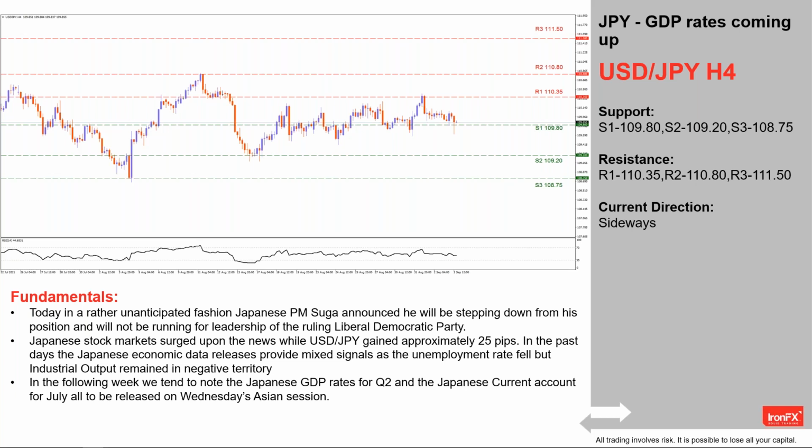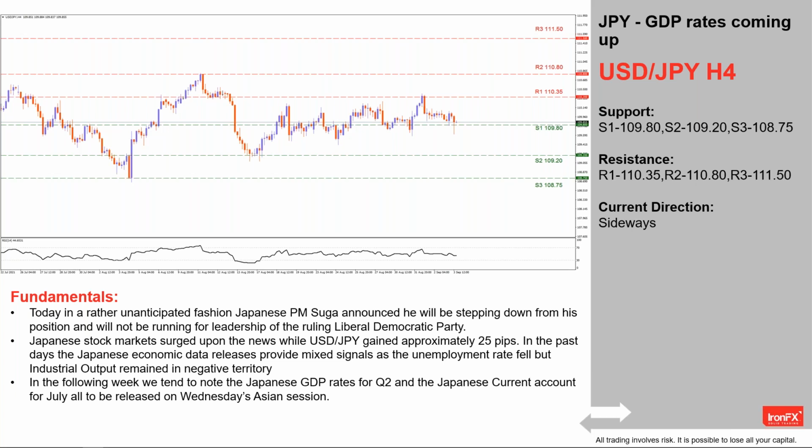According to a report by Bloomberg, PM Suga had taken criticism as virus cases surged across Japan in the weeks after the Olympic Games in Tokyo. Japanese stock markets surged upon the news, while USDJPY gained approximately 25 pips upon release of the news.